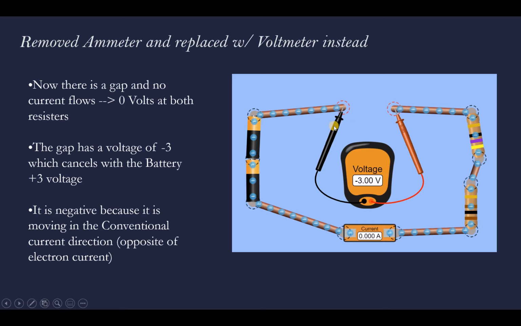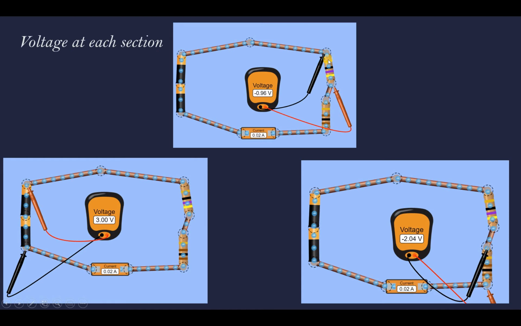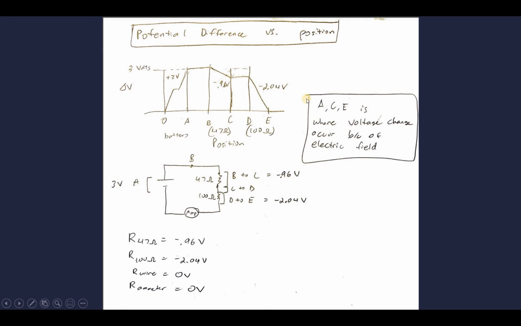current direction. And then this is me finding the voltage at each section. So it's going to be negative 0.96 at resistor 1, negative 2.04 volts at resistor 2, and our battery is positive 3, which was correct with our predictions.